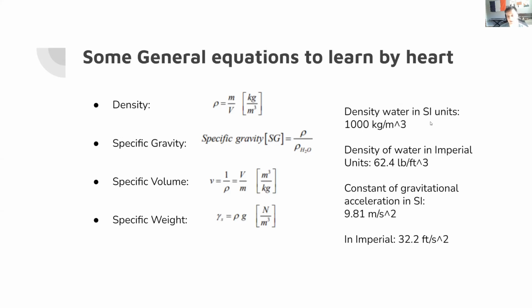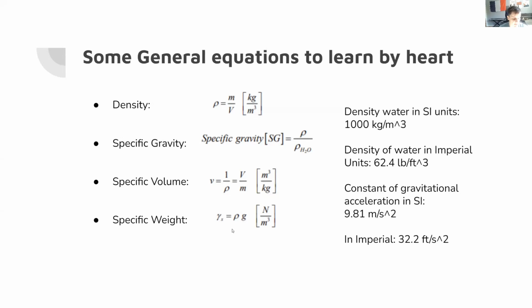So density of water in SI units is 1,000. In imperial units it's 62.4 pounds per feet cubed. Constant of gravitational acceleration: we are not in civil engineering, so we're not going to put 10 here. It's 9.81. And in imperial, it's 32.2 feet per second squared.